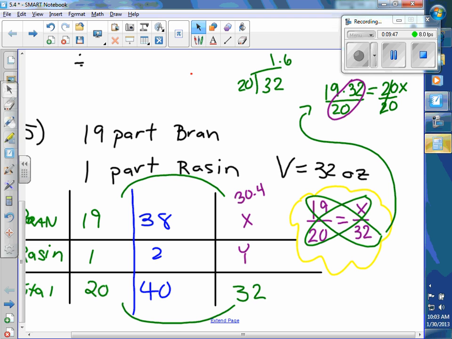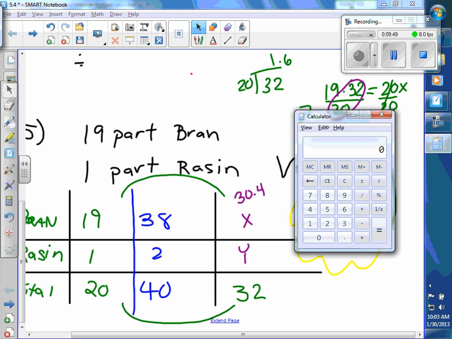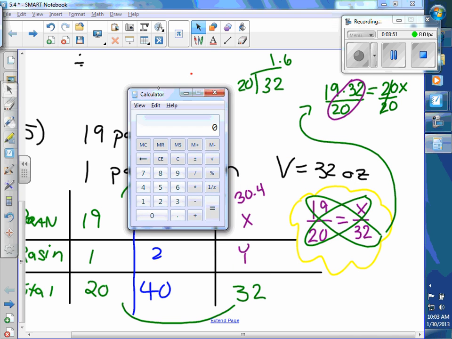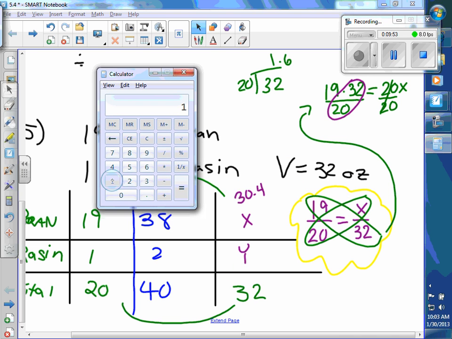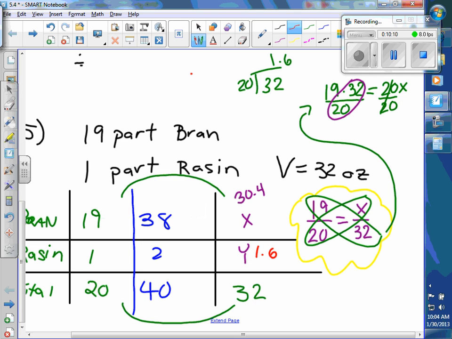And just do a quick check. So it would be 19 times 32 using the shortcut divided by 20, 30.4, and then he could subtract 32, take away 30.4, because they have to total up to be 1 point, right? Yeah. Okay, one other thing I want to show you, and then I'll take a couple of questions.